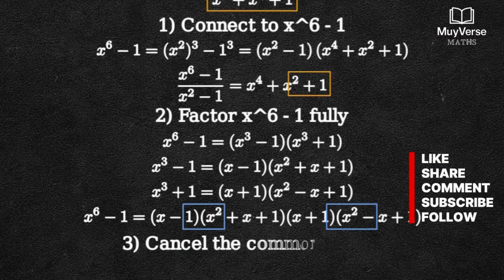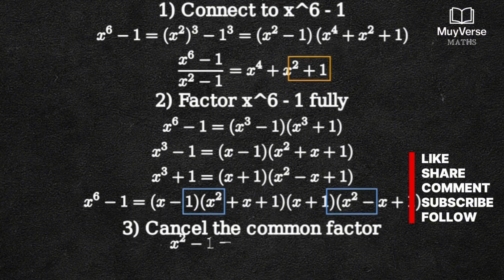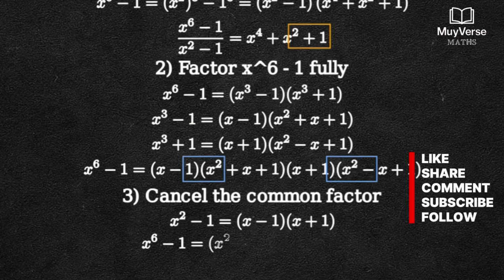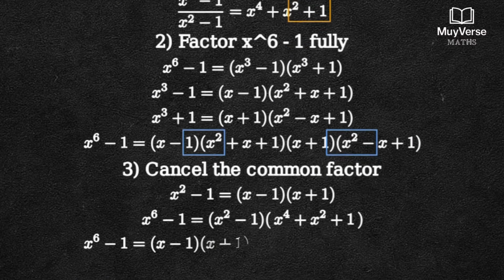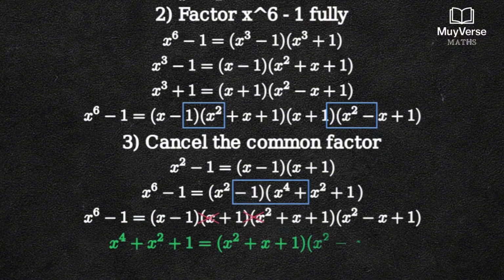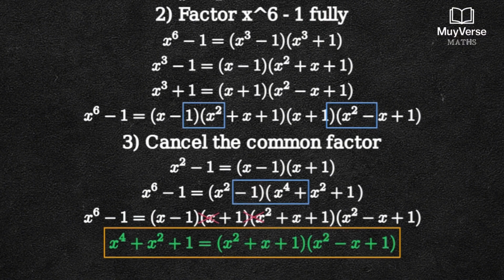Step 3. Cancel the common factor x squared minus 1. We also know x squared minus 1 equals (x minus 1) times (x plus 1). Since x to the sixth minus 1 equals (x squared minus 1) times our target, and we also factored x to the sixth minus 1 into those 4 factors, the remaining factor must be exactly (x squared plus x plus 1) times (x squared minus x plus 1). Quick check. The product should expand back to our quartic.